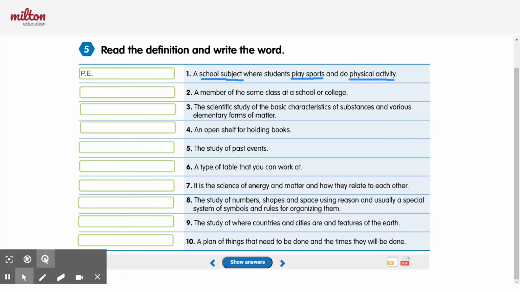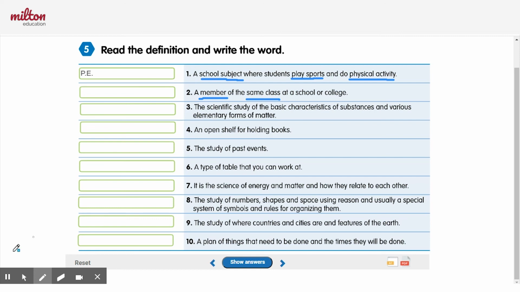Let's look for a few more key words in number 2. Number 2 says, a member of the same class at a college or school. Okay, key word is member. A member is a person. So we know that we want a person. Another key word is the same class. We know that we want a person in the same class. What was that called again?